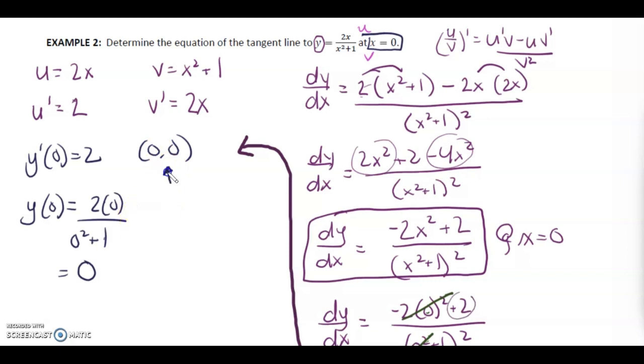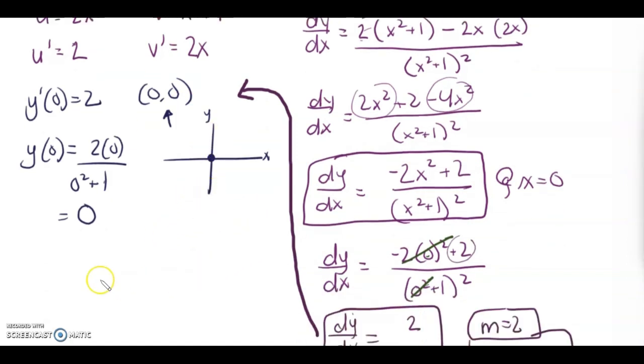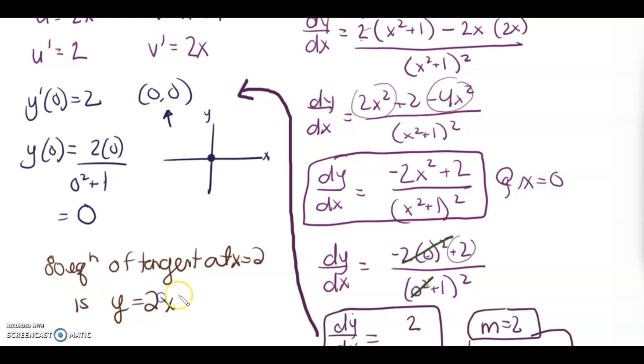Because it goes through the origin, which is x comma y, the y-intercept is 0. That means we don't actually have to plug it into y equals mx plus b. We can just simply state, therefore, the equation of the tangent at x equals 0 is y equals 2x, because this 0 would essentially be here.